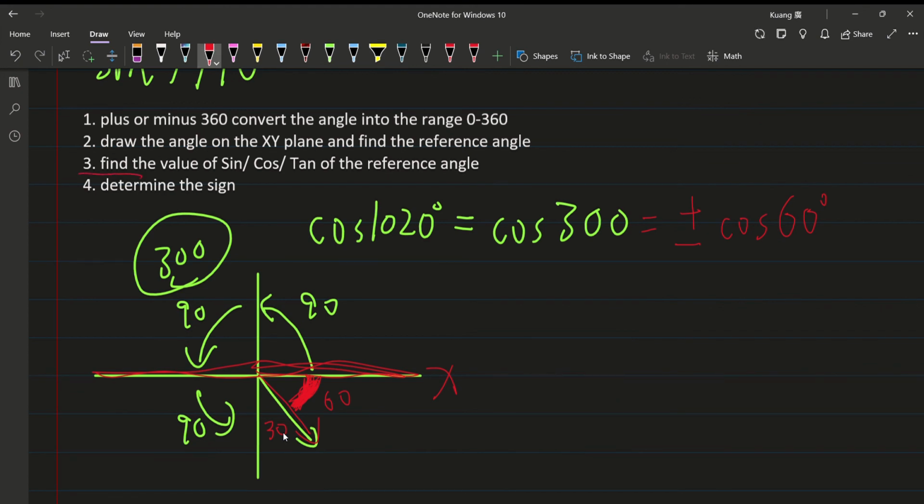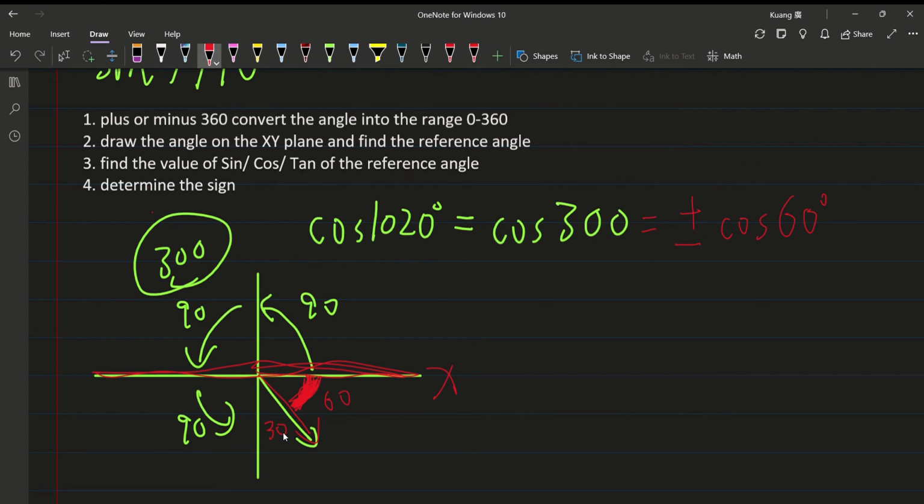The third step, find the value of sine, cosine, and tangent of the reference angle. So you need to find the value of cosine 60. I already told you how to do that in the first part of the video. And the last part is determine the sign. We need to leave only one, the positive or negative.